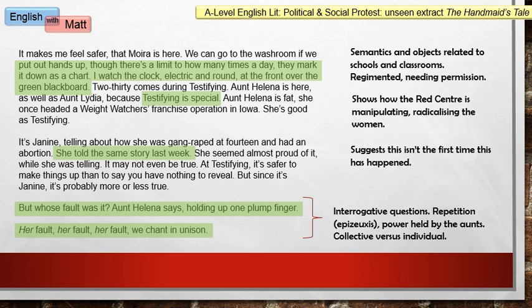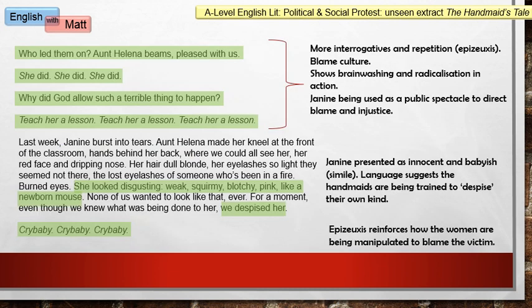So it's this collective effort versus the individual, all these handmaids against JANINE. So JANINE is very much the centre of this ceremony here. As we move on, that dialogue continues.